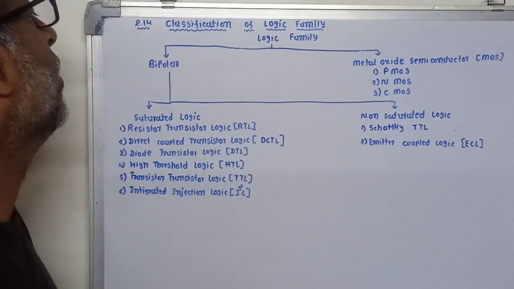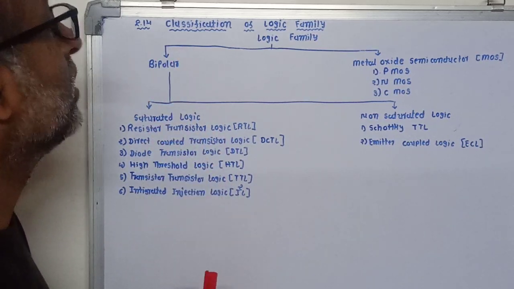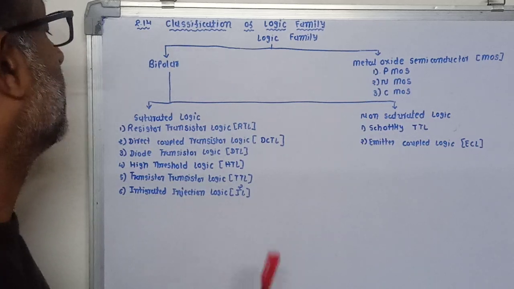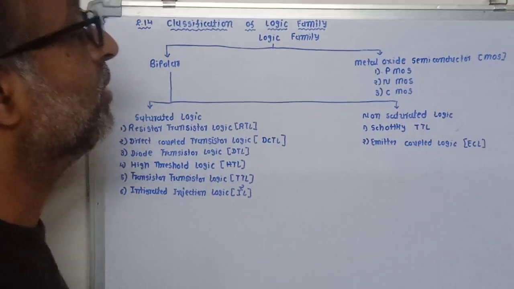Now, according to the operation of the IC, the bipolar is also divided into two portions. First is saturated type logic and another is non-saturated type logic.